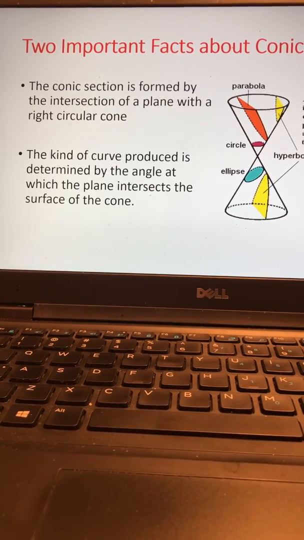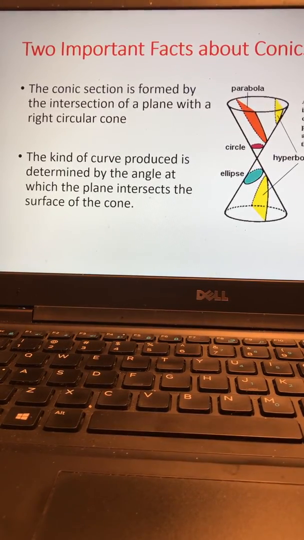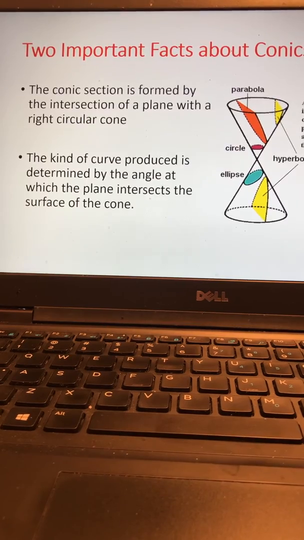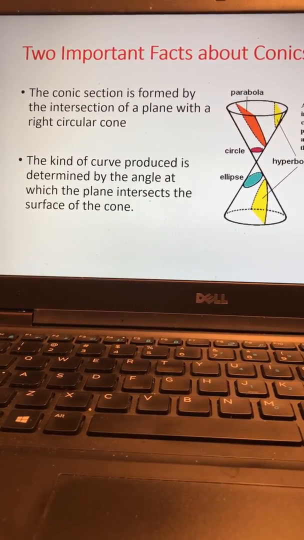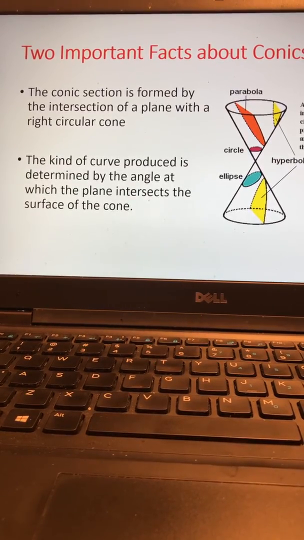So I encourage you to look through the PowerPoint and to watch through the slides and just kind of take another look at this. And in the next video, we are going to start by learning about circles.